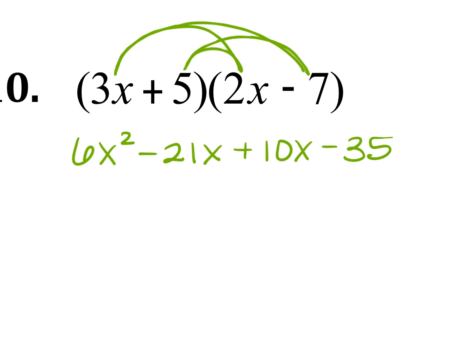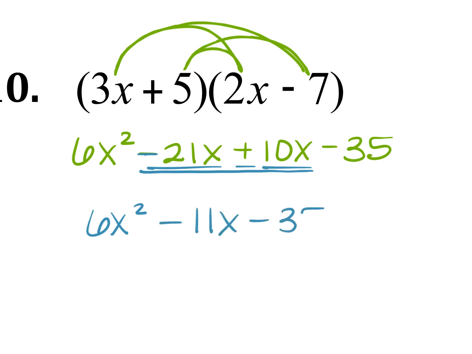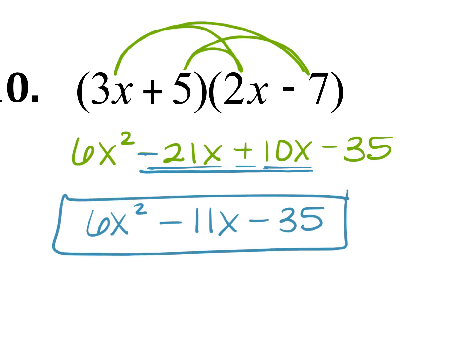Do you have any like terms? Yeah, the ones in the middle, okay? Keep the negative with it, so it's going to be 6x squared, negative 21 plus 10 is a negative 11x. And then it's minus 35. Okay?